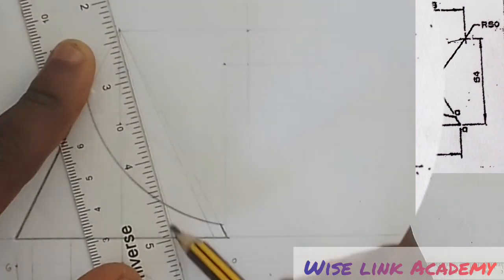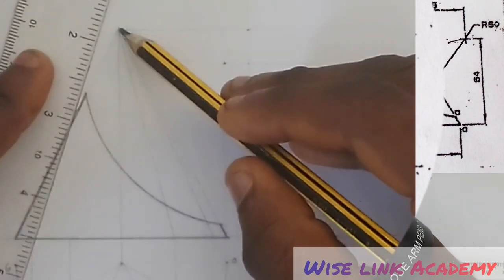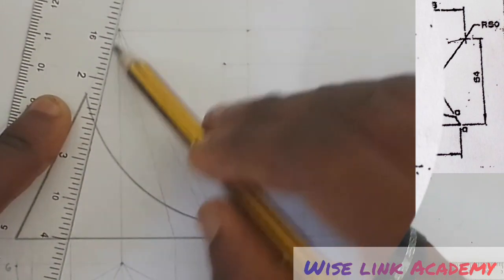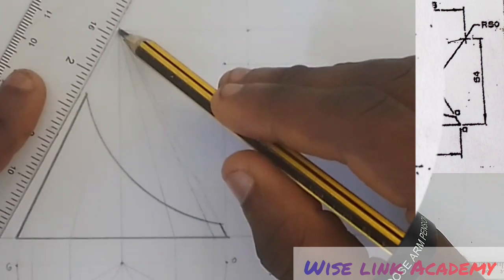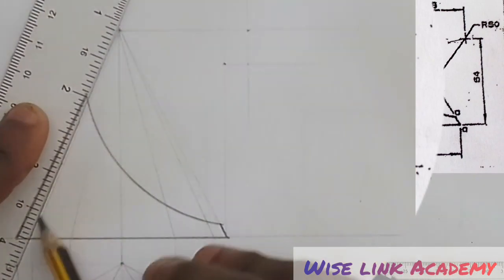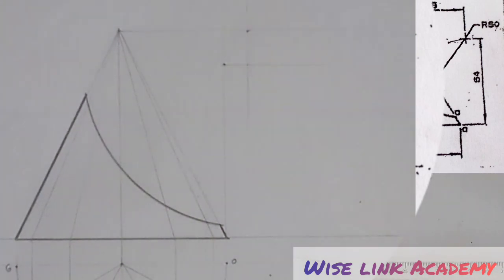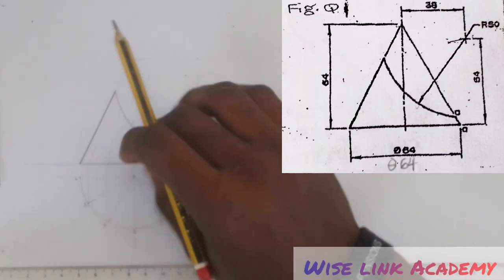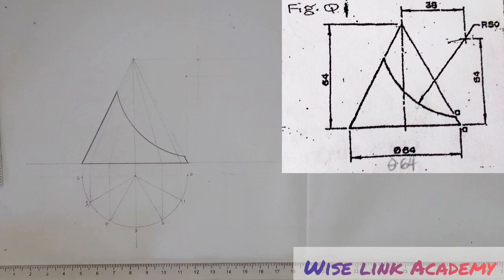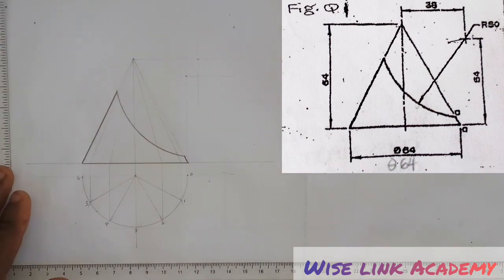Take this point here down, and take this point here down, right? This way, I'll be having this. Please make sure all these lines are faint. So as you can see, we are doing very well.